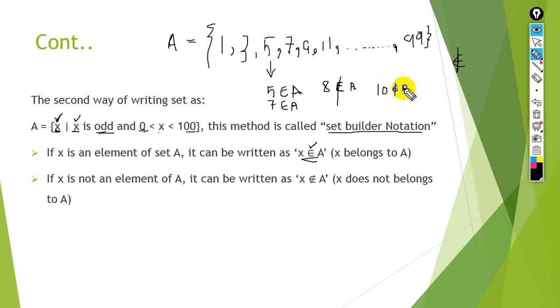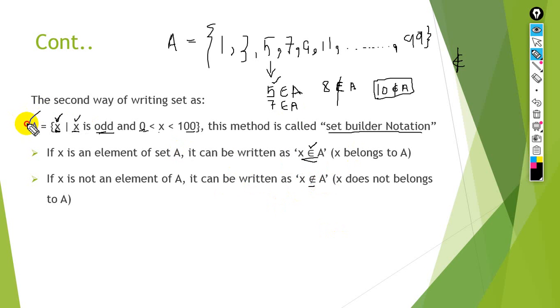So it represents just a relation; it represents the existence of the item in the set. For example, if I'm writing 5 belongs to A, it means 5 exists in this set. If I'm writing 10 does not belong to A, it means the item does not exist in the set. So these are the two symbols that we are using for belongs to and does not belong to. If x is not an element of A, it can be written as x does not belong to A. So this was belongs to, does not belong to, and set builder notation.